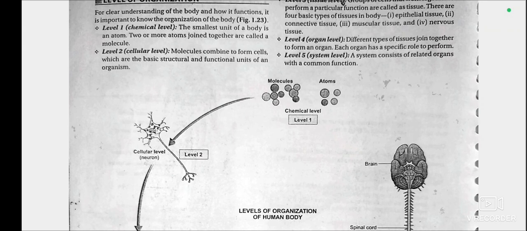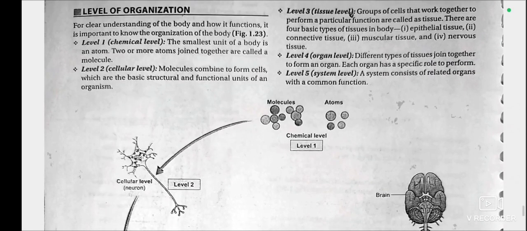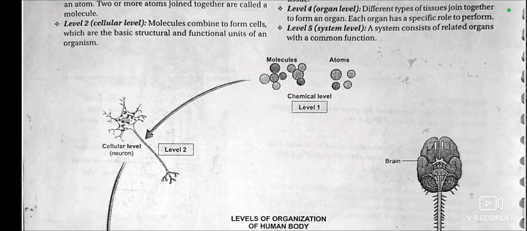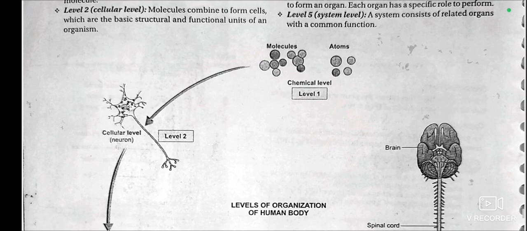Molecules combine to form a cell, which is the basic structural and functional unit of an organism. Cells are the basic structural and functional unit of the organism. The molecules become a cell. Not only neuron cells, other cells will also be formed.